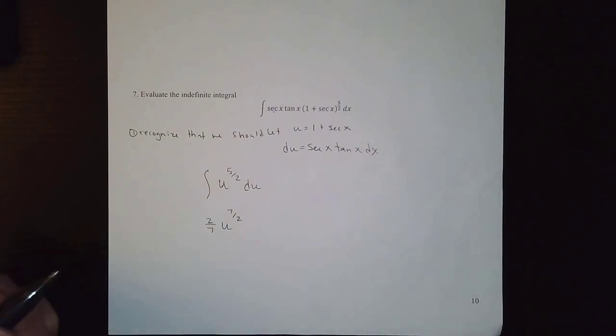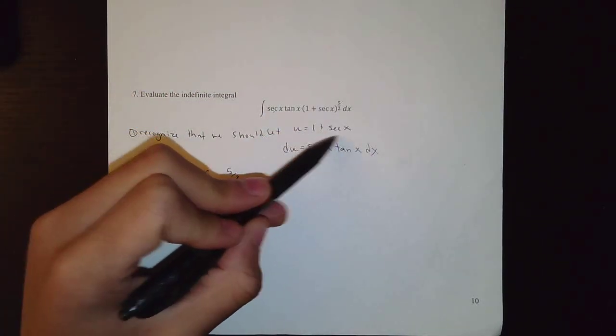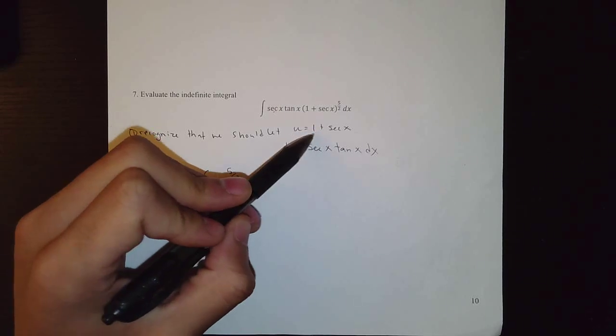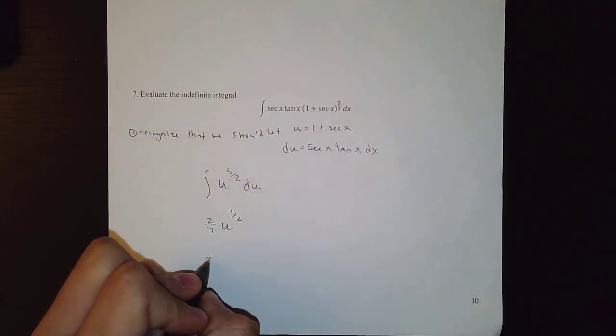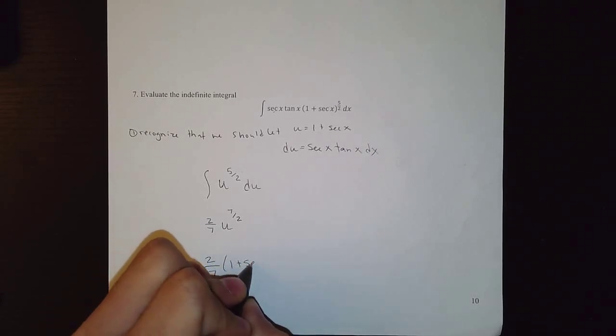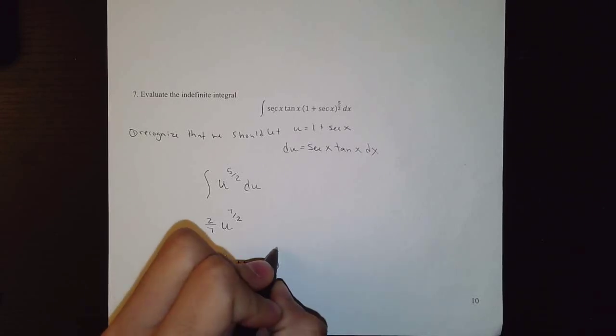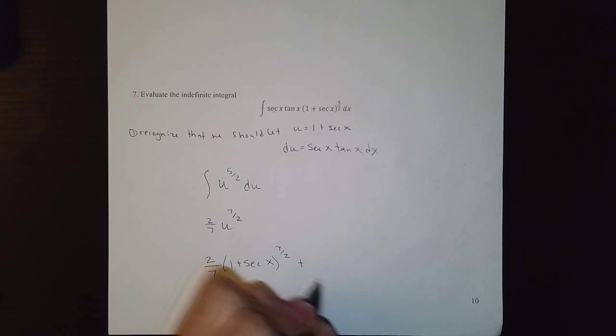And our last step would be to plug in our original x value. So we want to plug in u equals 1 plus secant x now. So we would have 2/7 times 1 plus secant x to the 7 halves power. And then we have to add an arbitrary constant, c.